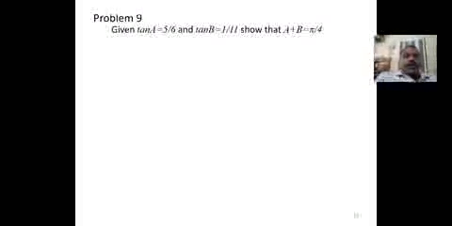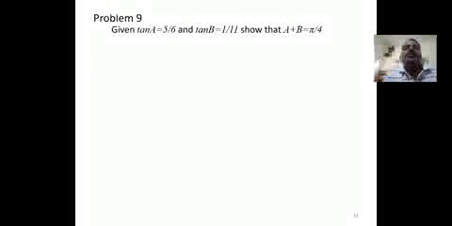So this is (1 plus tan 37) by (1 minus tan 37). This is equal to tan (45 plus theta), where theta is 37 degrees. So tan (45 plus 37), that is tan 72 degrees. This is the RHS. Next problem.